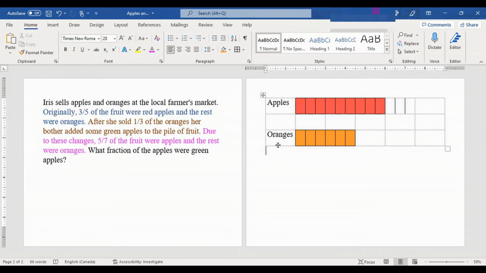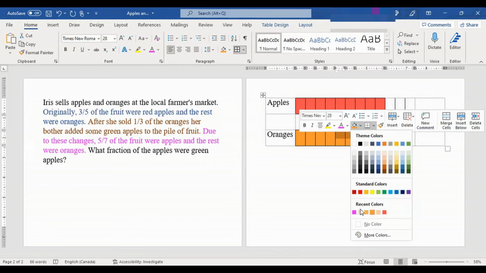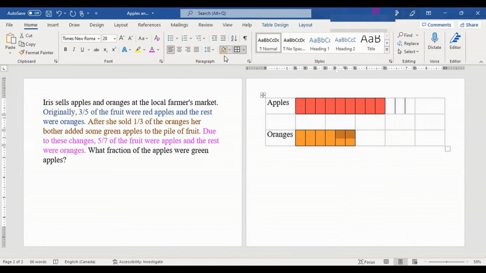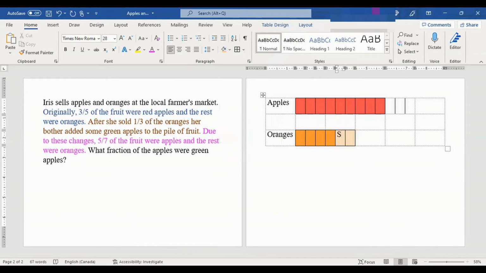Okay, now that we have that, you can see that 1/3 of the oranges would be 2/3 of the cell, or 2 slivers. And we're going to make that a different color, like a lighter orange, and put 2 S's on them, just to really show that they're not part of the question anymore. They've been sold. Okay, now we should be finished with the brown part of the question.